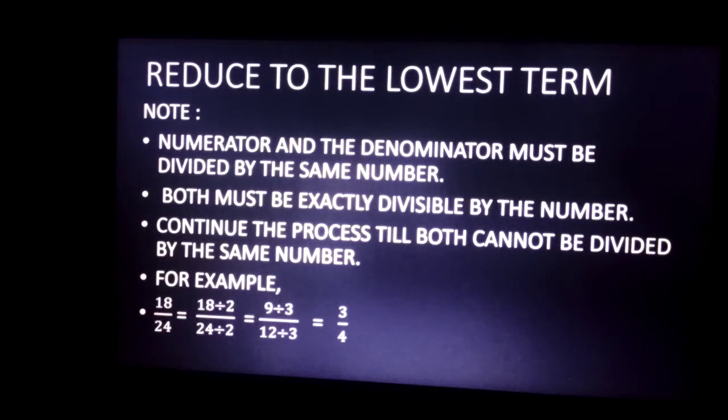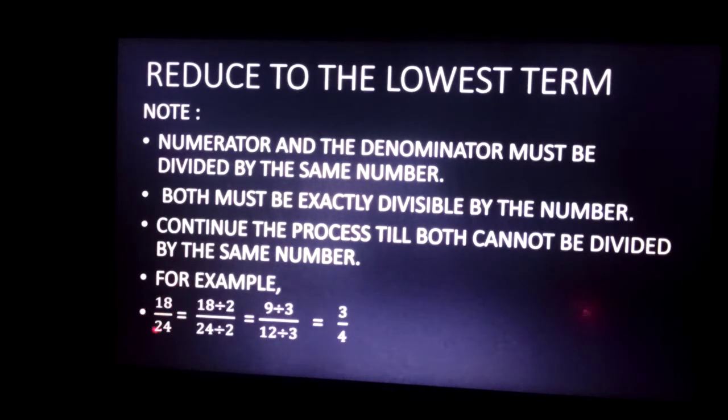Reduce to the lowest term. For reducing to the lowest term, you need to think of a number by which the numerator and the denominator are exactly divisible. There should be no remainder when you divide it. Now 18 and 24. 18 by 24, I am explaining with the help of an example.